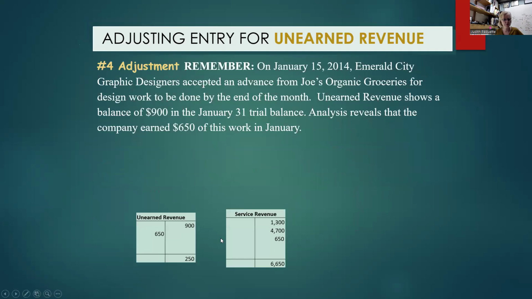And then finally, unearned revenue, we say, hey, Emerald City got a prepayment from a customer for some design work. Unearned revenue had a balance of 900. That was the prepayment that Joe's Grocery paid Emerald City. And now we see, oh, we provided 650 of service. So we reduce unearned revenue. It's a liability account. So we reduce liabilities with a debit. And now we're recognizing 650 of that revenue. So that's good. This is a good journal entry. It raises revenue. It doesn't increase expenses. Okay.